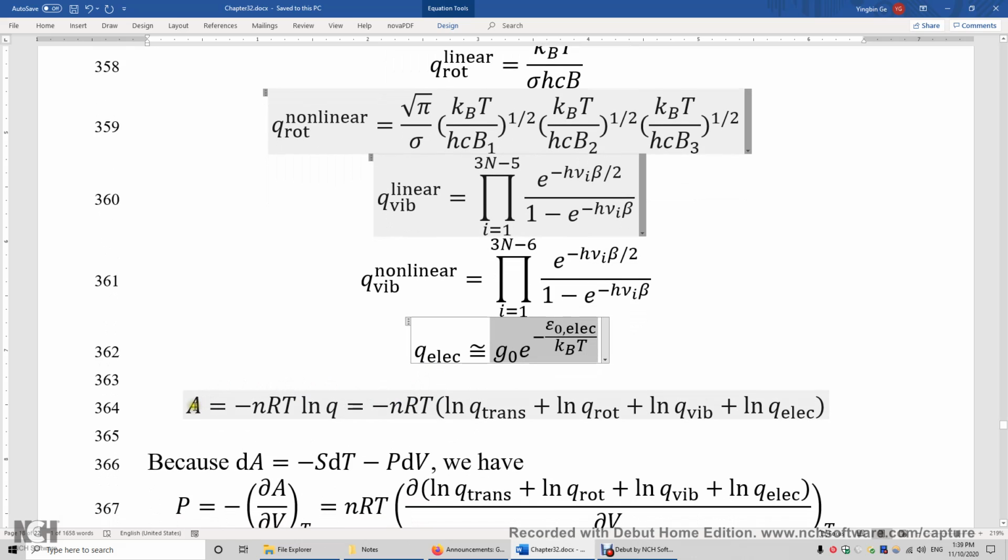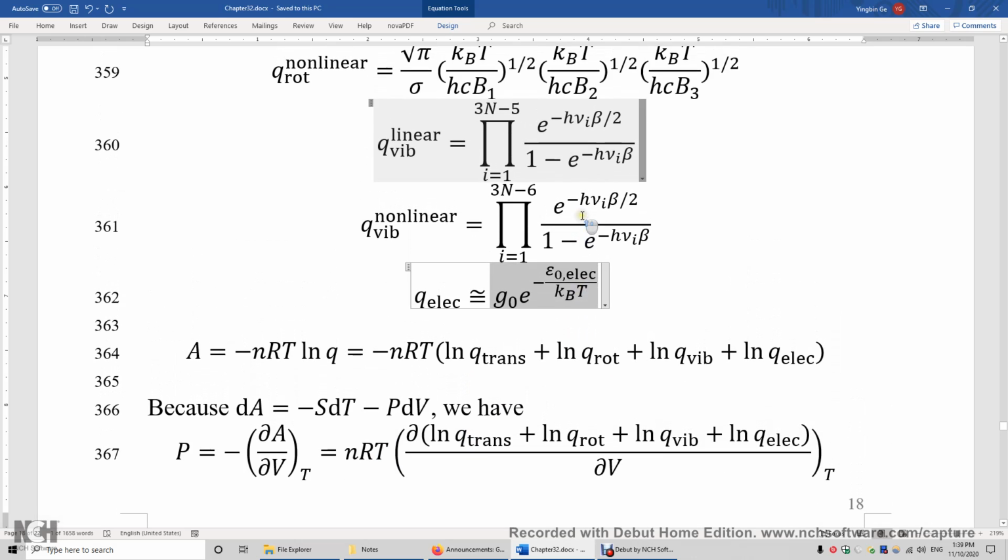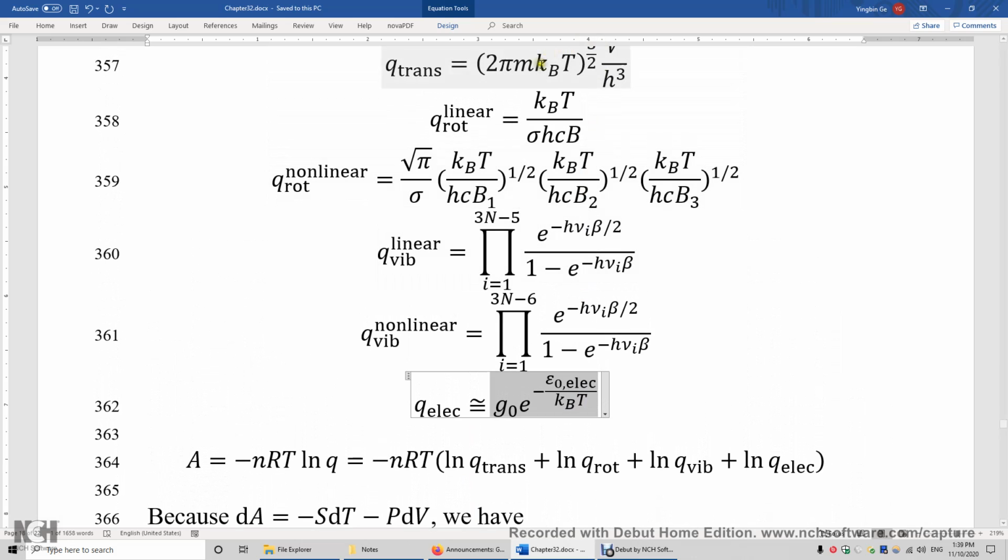So now we can expand the expression for Helmholtz free energy. It's negative nRT times the sum of these four logarithms of Q trans, Q rot, Q vib, and Q electronic. What you need to do is evaluate the translational, rotational, vibrational, and electronic partition functions for a system, and then plug in those numbers. And then you will obtain the value of the Helmholtz energy of the system.